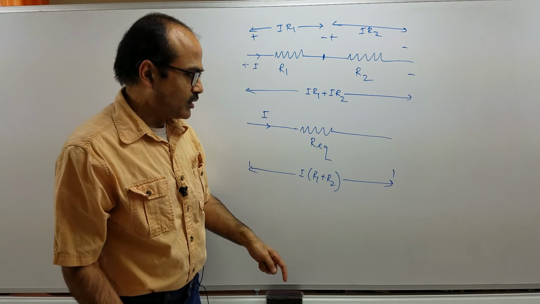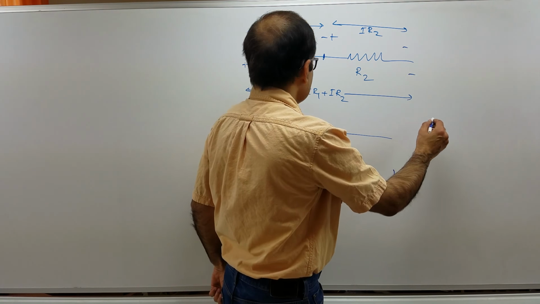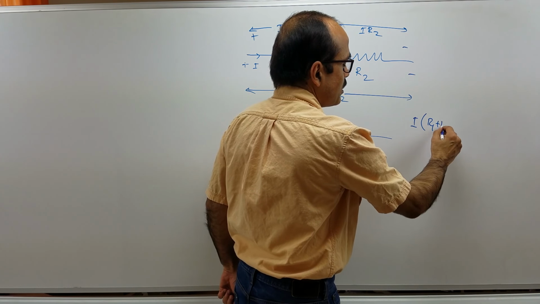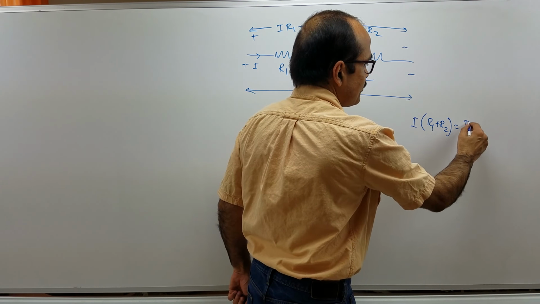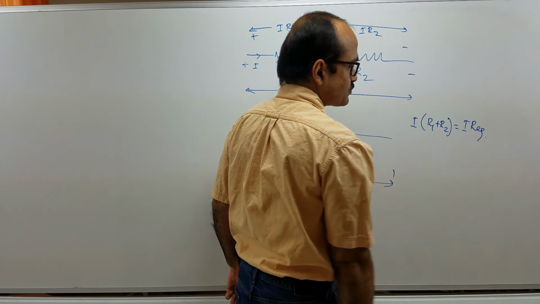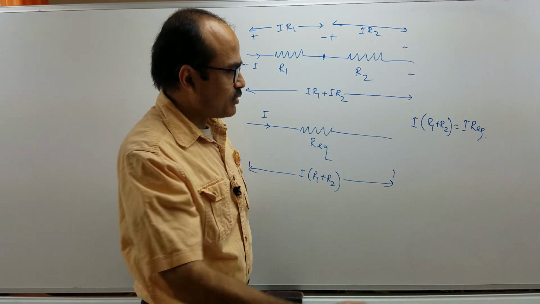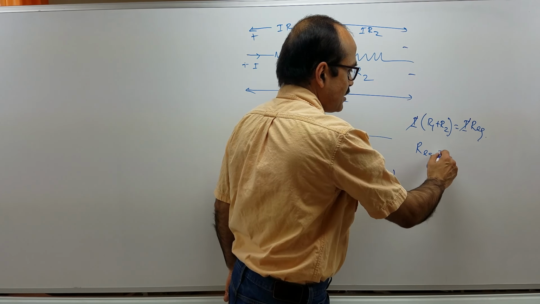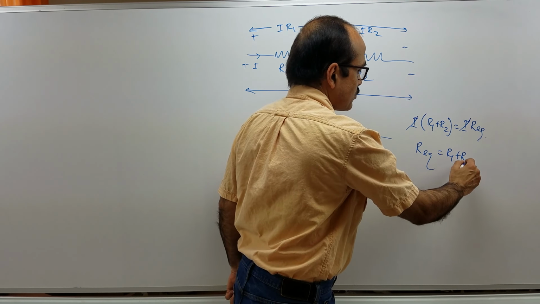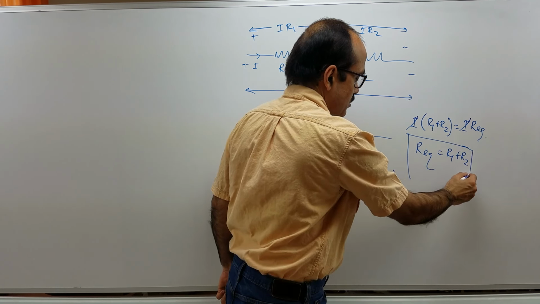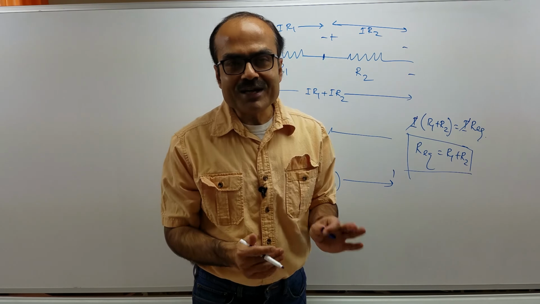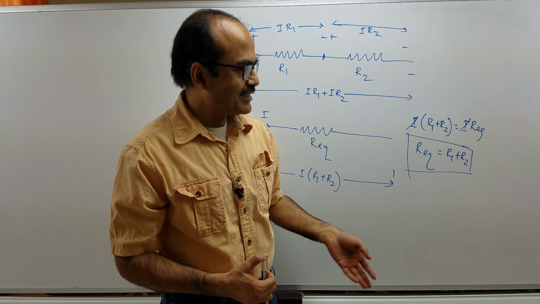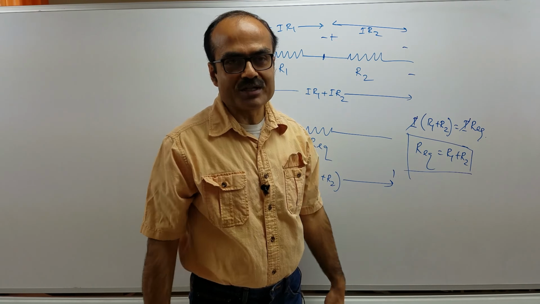Again we are using Ohm's law. So I times R1 plus R2 is equal to I times R equivalent. So we cancel I from both sides and we get R equivalent is equal to R1 plus R2. So the equivalent resistance of two resistors in series is basically the sum of the two resistors.